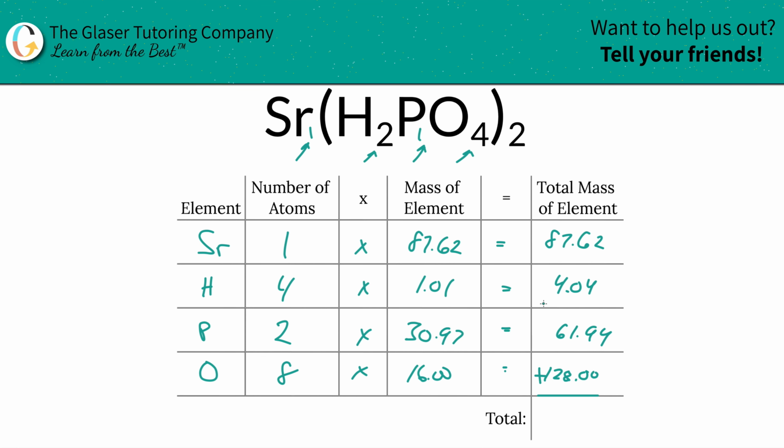And to find now the total mass of the compound, which is really what we're interested in, just simply add this column on up. So that's 281.6 units of mass. And those units are AMU, atomic mass units, and that's it. Simple as that. Now you know how to find the molecular mass of strontium dihydrogen phosphate.